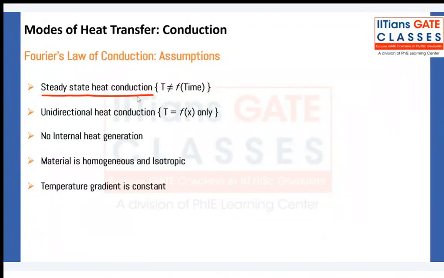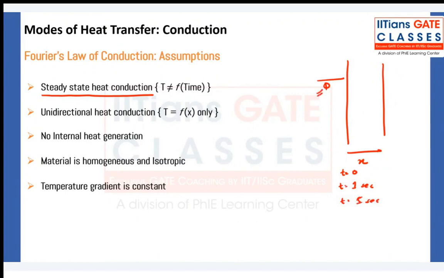For example, there is a body here and heat transfer is happening like this. This is the direction of x. At time t equals 0, at t equals 1 second, at t equals 5 seconds, the same amount of heat transfer will happen. Because the same amount of heat transfer is happening, the temperature T1 on this side and T2 on this side will remain the same. Temperature is not changing with time. Temperature on either side will remain T1 and T2 only.